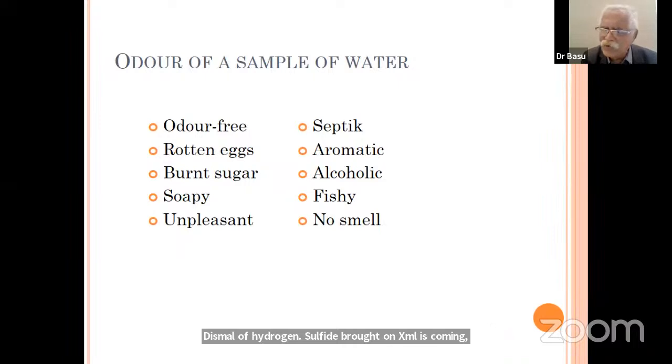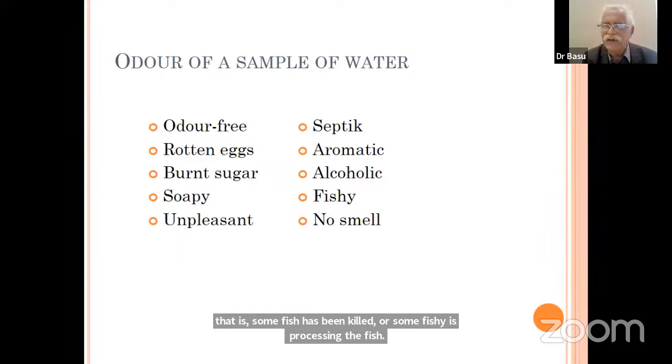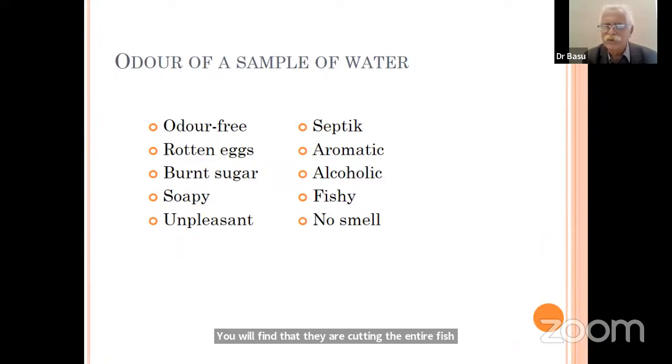If you are discharging too much detergent or soap, the water has a soapy, unpleasant odor. Then there is a good smell, an aromatic smell. That doesn't mean that it's good for drinking. Aromatic smells can also come from a scent factory, whose untreated wastewater contains alcohol. There are fishy smells, which can indicate spoilage. That is, some fish has been killed or some fishery is processing the fish. They are cutting the entire fish, washing it, and this water is coming. It's a fishy smell. So the best thing is that for drinking or bathing, there will be no smell.